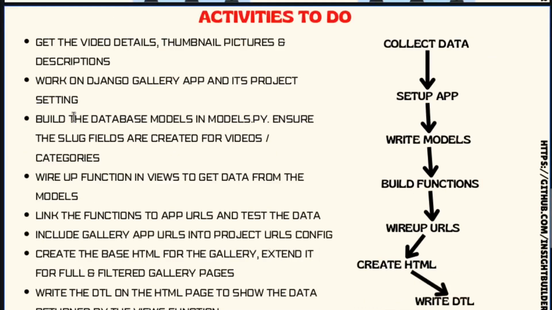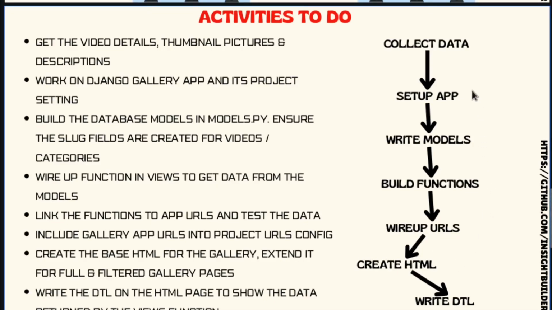In order to create such a navigation, these are the steps we need to complete. So we need to collect the data, we need to set up the app, we need to write the models, that is the models.py for database integration. We need to build the functions for connecting with the database models and sending the output to the front end. We need to wire up the URLs in Django. We need to create the HTML.